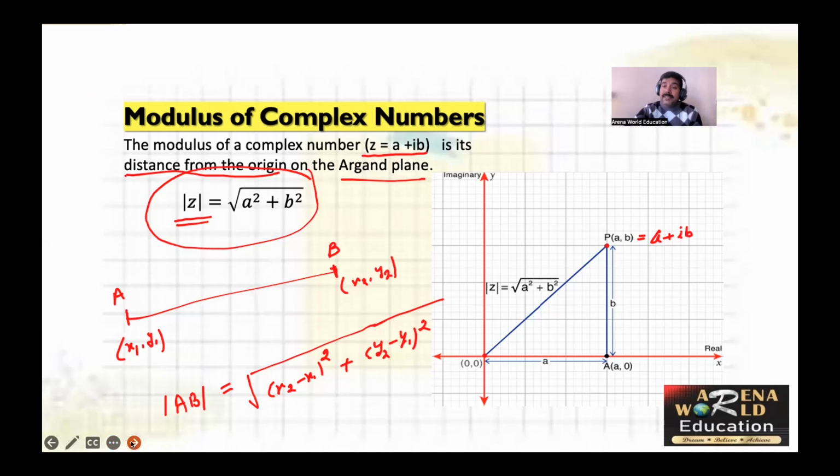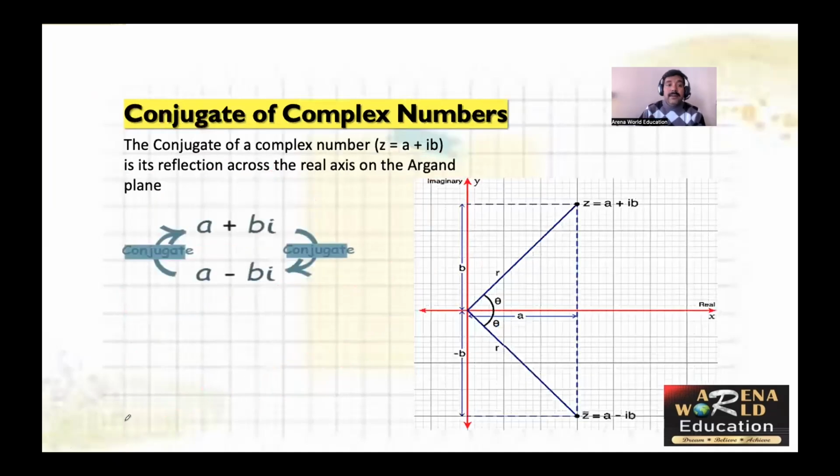I hope everybody is clear. Let us move to next slide. So here we will discuss conjugate of complex numbers. The conjugate of a complex number is its reflection across the real axis on the Argand plane, right?